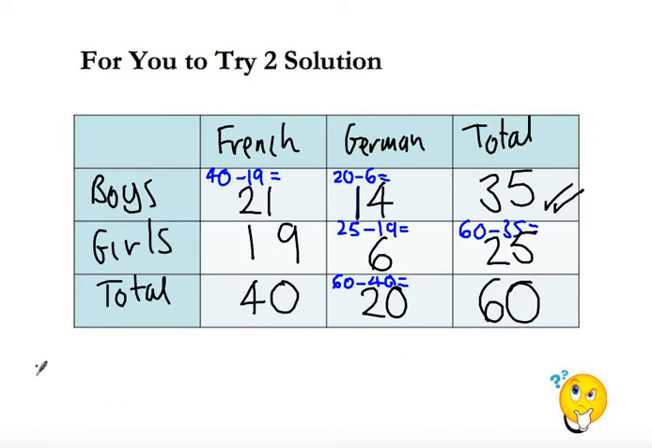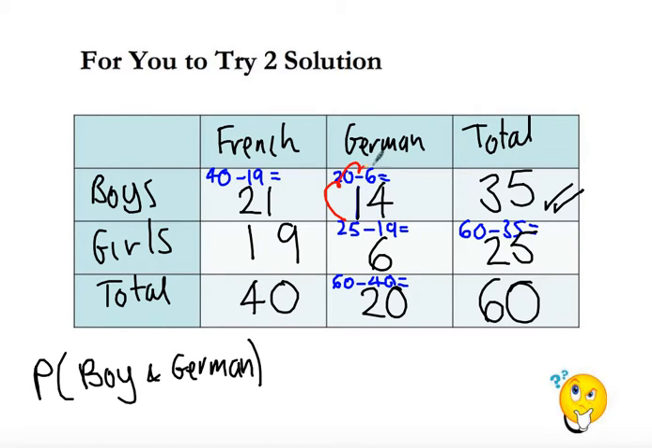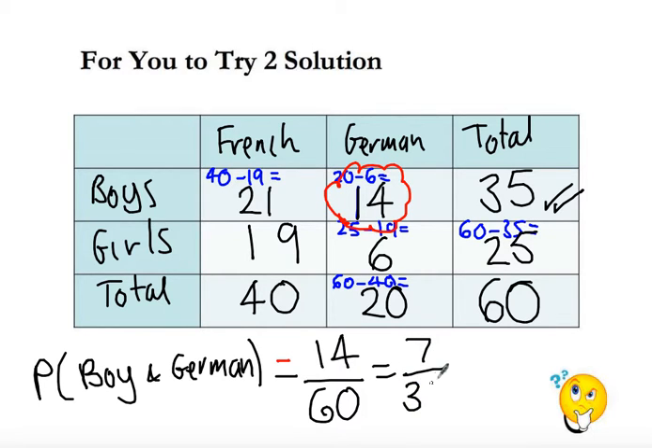Now the question asked, what is the probability that it is a boy studying German? So we just use the table to read off how many boys study German. So there are 14 boys that study German. The last one we worked out, and so I get a probability of 14 out of a total of 60 students, which can be cancelled by dividing top and bottom by 2 to give 7/30. Okay, hope that all made sense and that you understand now how to use two-way tables.